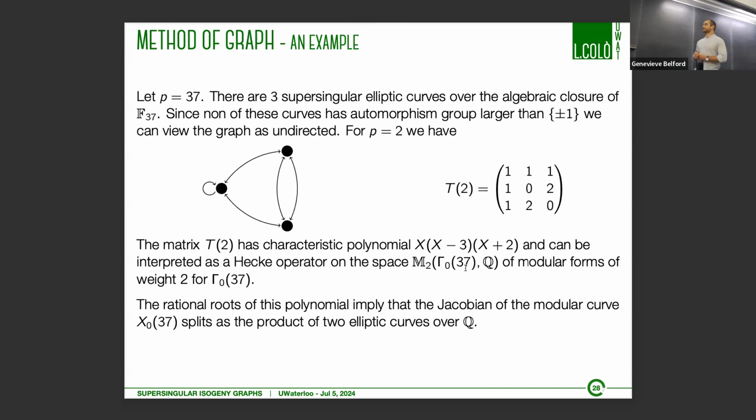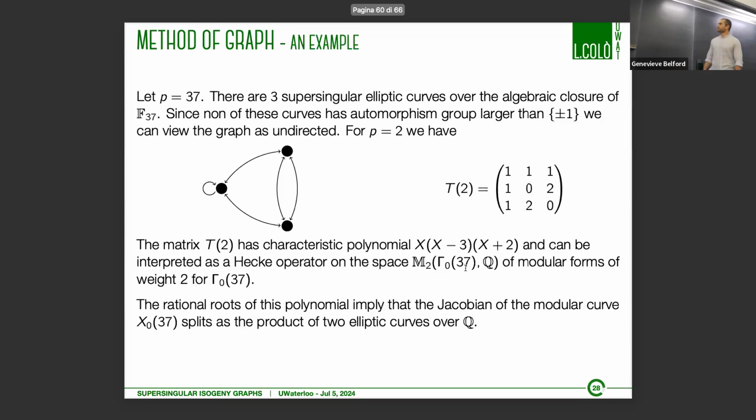Working over F_37, we have 3 supersingular elliptic curves over F_37. They have trivial automorphism groups, meaning that we don't really have any special vertex. This is quite a regular graph. This is the adjacency matrix associated to the 2-isogeny graph. It has this minimal polynomial here. Once again, the eigenvalue 3 gives the regularity of the graph, and the rationality of the 2 other eigenvalues means that, in fact, the Jacobian of this modular curve splits as the product of 2 elliptic curves over Q, of course.